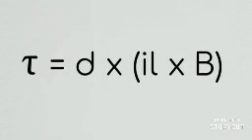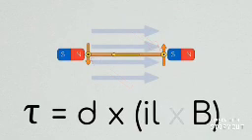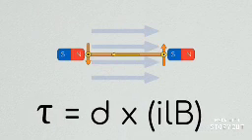Now I know that all these cross products can make this a little bit less intuitive, so let's make some simplifying assumptions. If we assume that the magnetic field and the direction of current are perpendicular, as shown here, we can reduce this cross product of IL and B to simple multiplication, where the resulting force will, for the case shown here, point up and down.